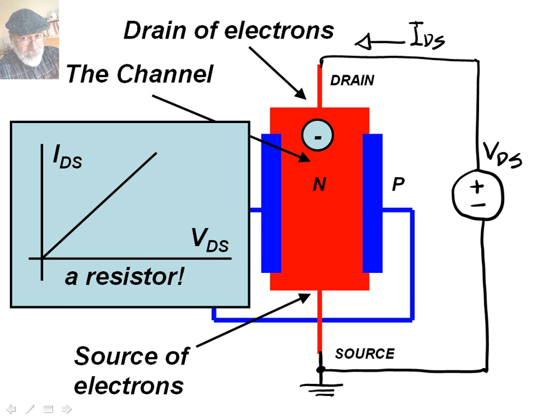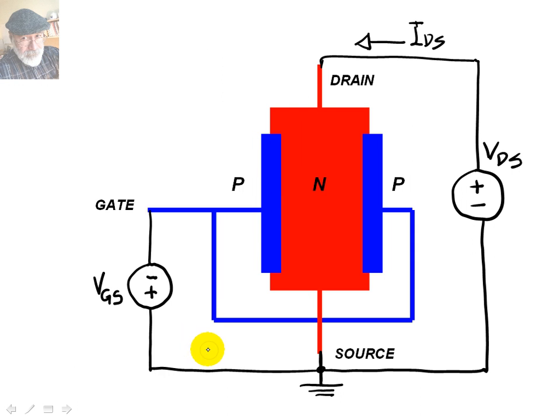We observe that what we have is a resistor. The higher the voltage VDS we apply here between the drain and the source, the more current we get flowing from the drain to the source. They are proportional. They have a resistance that is given by the inverse of the slope.